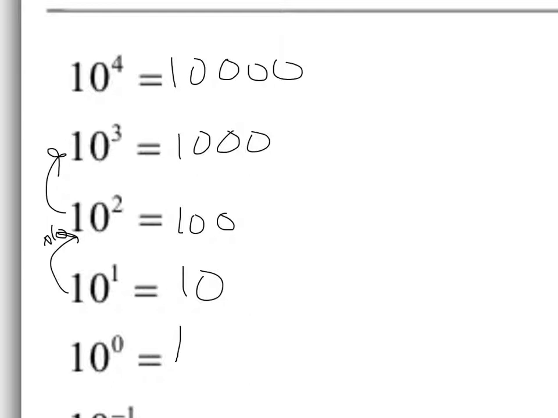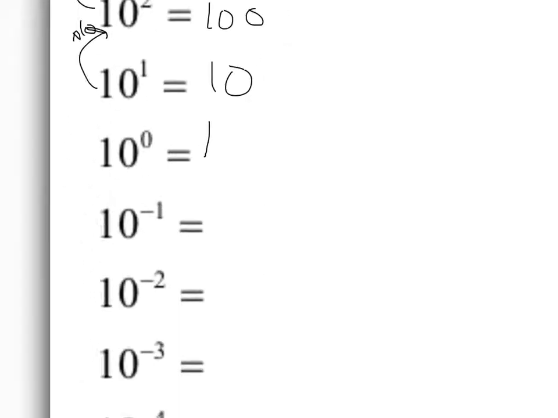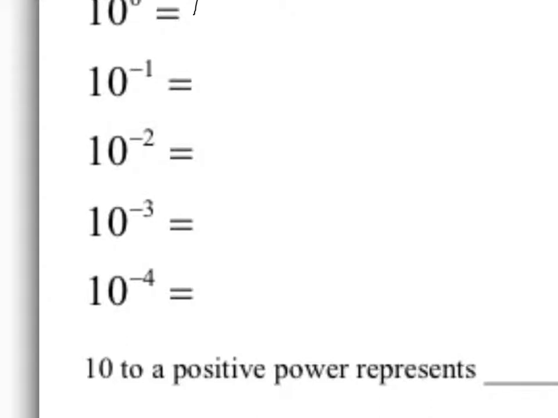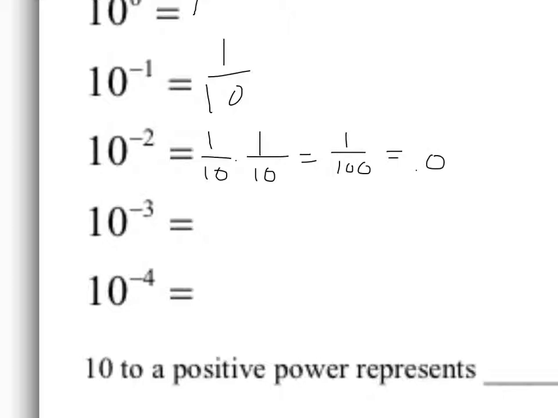Now let's move down to the negatives. Looking at 10 to the negative 1, we know that a negative exponent means that we're working with the reciprocal. And so that means we're working with 1 over 10. The next one is 1 over 10 times 1 over 10, because the negative exponent tells us we're working with the reciprocal, and then we're doing it 2 times. That's going to be equal to 1 over 100, or 0.01.